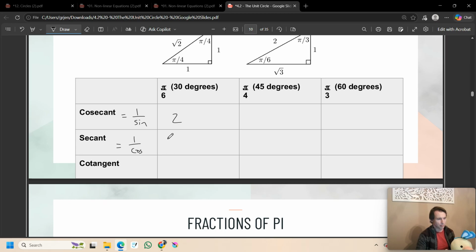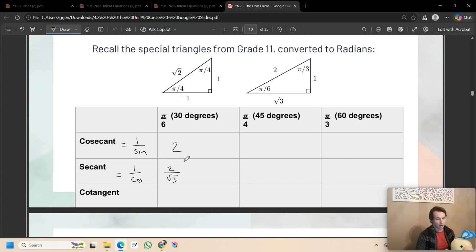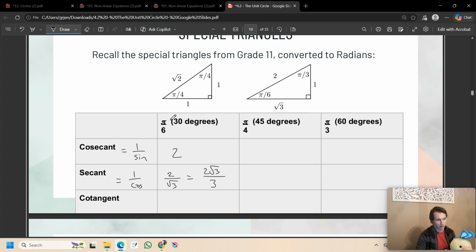So it's 2 on root 3. Right? Oh, but wait. That would be equivalent to 2 root 3 on 3. Okay, so convert, for Hopper's sake. And then cotangent is just flipped tangent. So we're not going to bother flipping that one, just flip this one, because that one would already be rationalized.